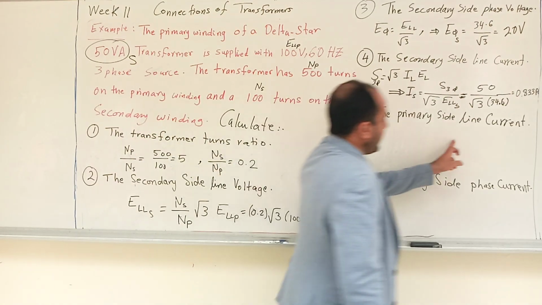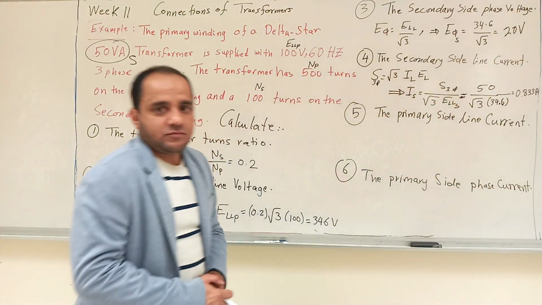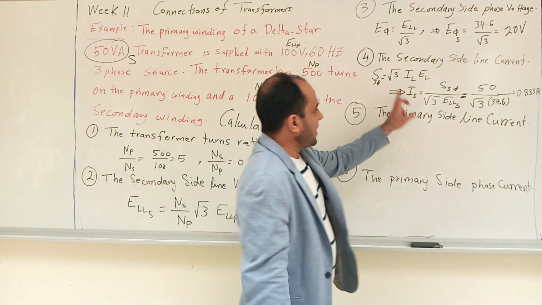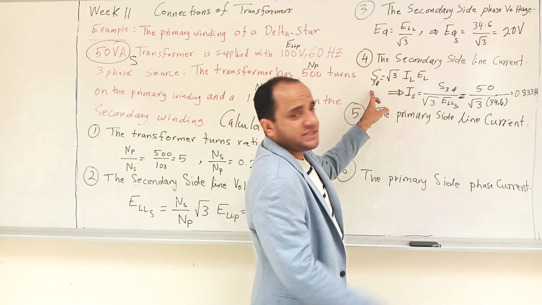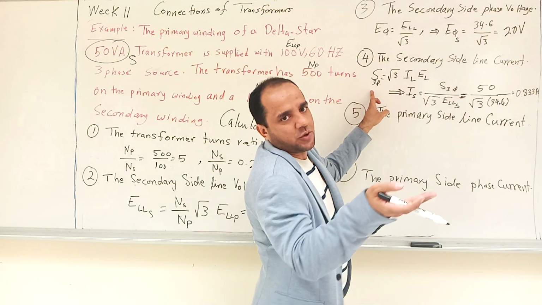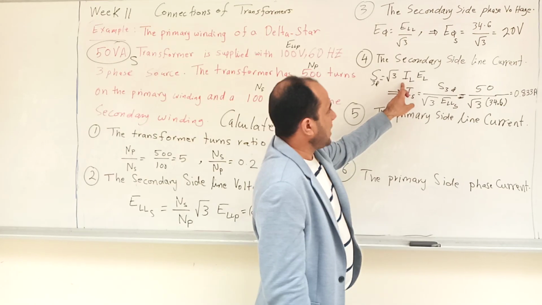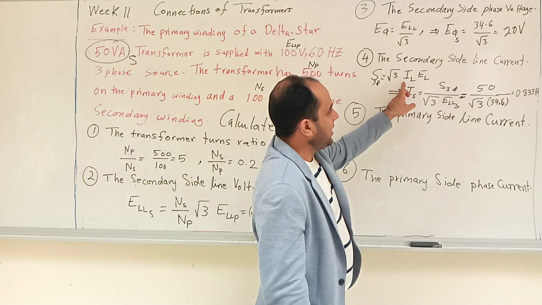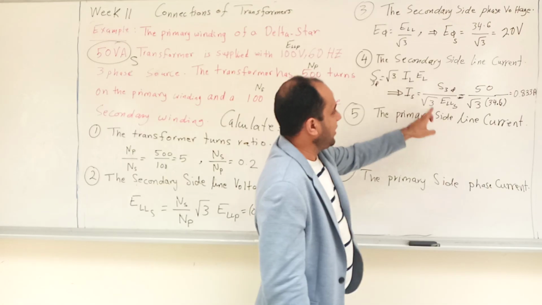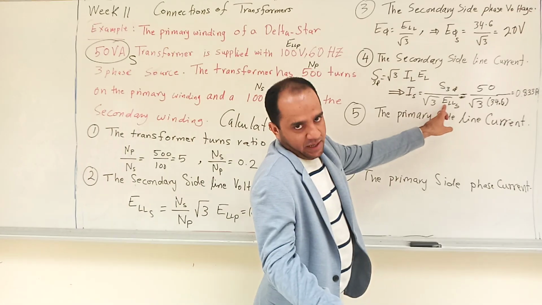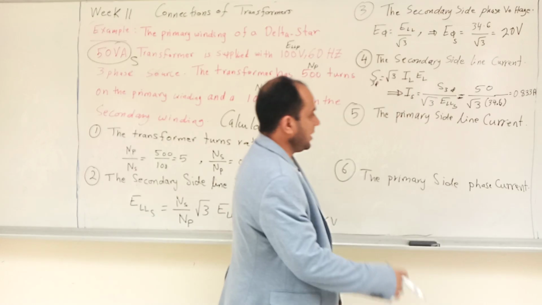What about the primary side line current? We can apply the same formula here, because S is the same in primary and secondary, assuming an ideal transformer. It will be root 3 again. We're looking for I line, but this time for the primary. Then you have to divide by E line to line primary, and it will give you the value of the current.